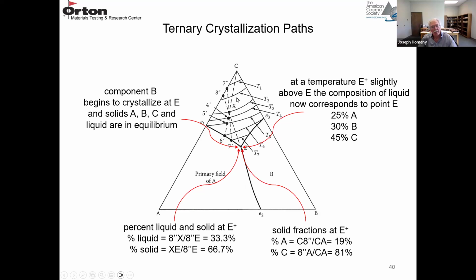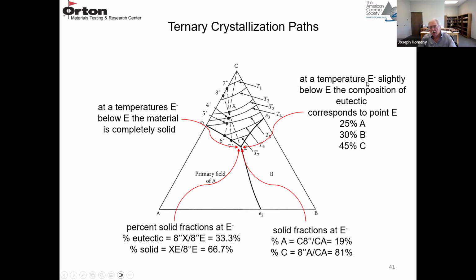So the percent A is 8 double prime C, that segment over the entire side, CA, and that's about 19% A. And then the percent C is 8 double prime A over the entire side, AC, or about 81% C. So that's what's happening just above the eutectic: the composition of the liquid, the percent solid in liquid, and then the solid fractions, A and C.